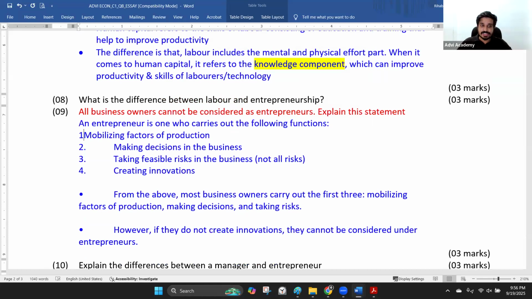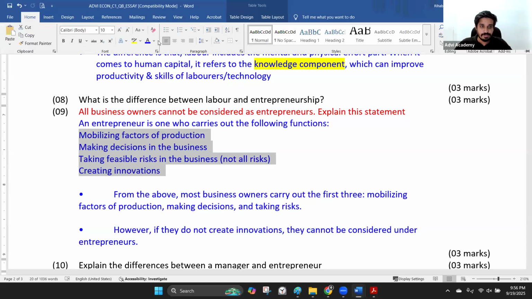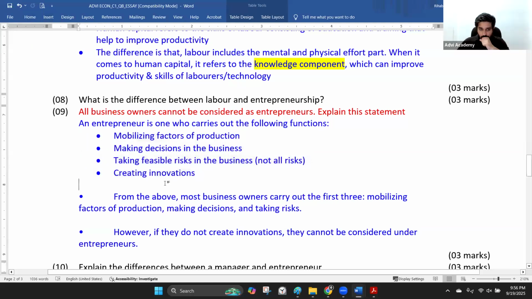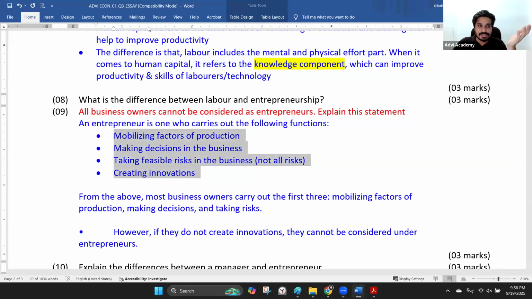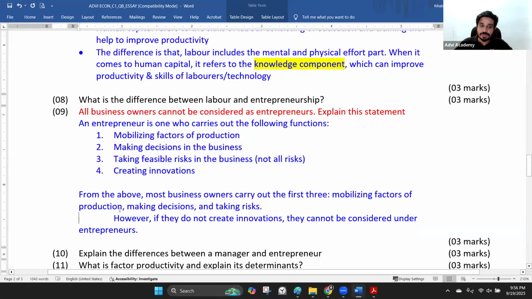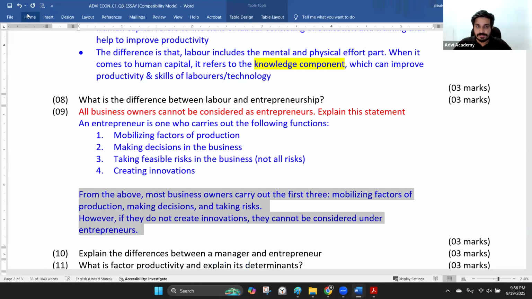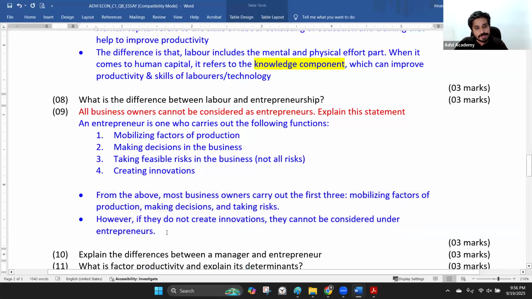They are the ones who mobilize factors of production. They are the ones who make decisions in the business. They are the ones who take the risks. And they are the ones who create innovations, right? From the above four, most business owners carry out the first three: mobilizing factors of production, making decisions, and taking risks. But not all business owners create innovation. Not everybody brings something new. So if you bring something new, only then do you actually become an entrepreneur. That is how you have to tackle a question like that.